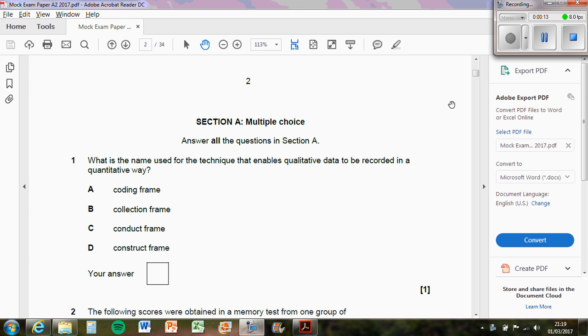So question 1 was, what is the name used for the technique that enables qualitative data to be recorded in a quantitative way? This is kind of from an observation. If you think about when you were observing somebody and it's a structured observation, you have what's called a coding frame. The coding frame tells you what you are coding for. So if every time you see a certain behaviour, do you write an F? Do you write a T? It tells you what you're observing qualitatively, how you're recording it quantitatively in terms of how it's framed. The other ones don't make sense. We don't learn those other things, so coding frame is the correct answer.